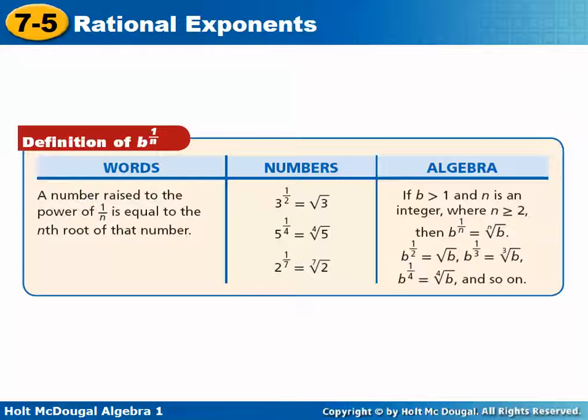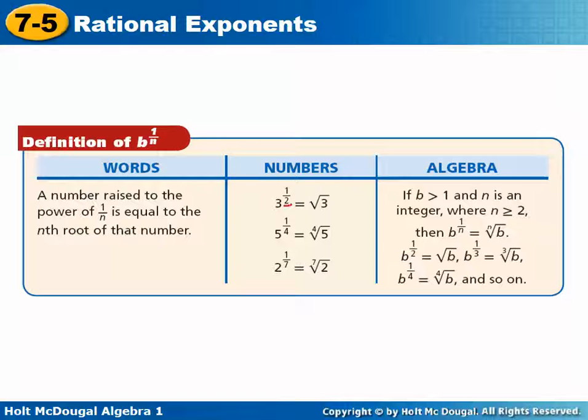All right, so here it is with the definition of a fractional exponent. A number raised to the power of 1 over n is equal to the nth root of that number. So 3 to the 1/2 is equal to the square root of 3. 5 to the 1/4 would be the fourth root of 5. 2 to the 1/7 would be the seventh root of 2.